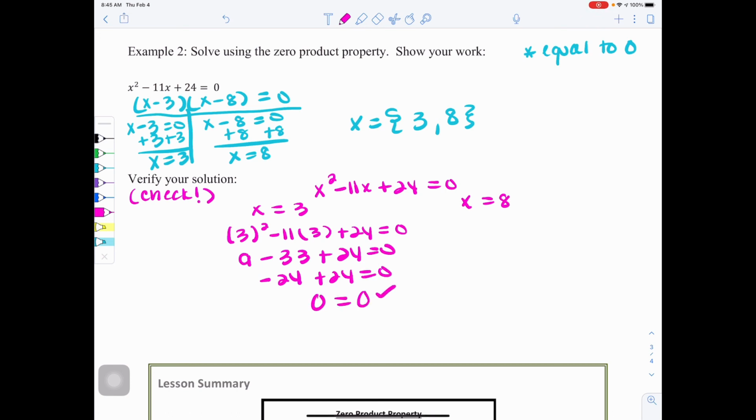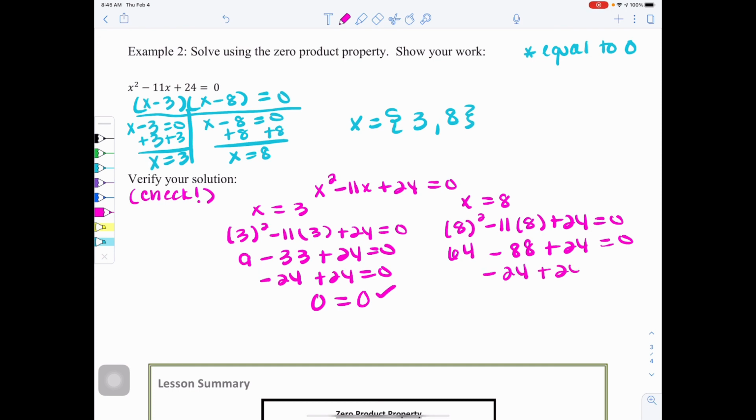When we do the same thing with 8, remember again to put your parentheses around everything as you substitute in. 8 squared is 64. And we have minus 88 here with this multiplication. 64 take away 88 is negative 24. And then negative 24 plus 24 is 0. So it all checks out, and now we know for sure that the solution is 3, 8.